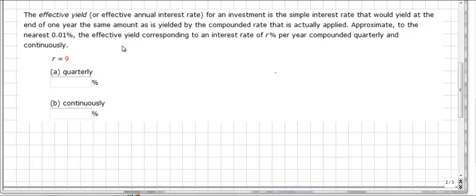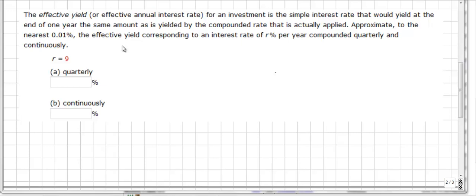I would like to discuss effective annual yield again. I mentioned before that the effective annual yield is essentially the interest you earn in 1 year, regardless of how you compound. You figure out the interest you earn in 1 year divided by your original investment amount. And in this case, we have an interest rate of 9%. We're going to compound quarterly and compound continuously.